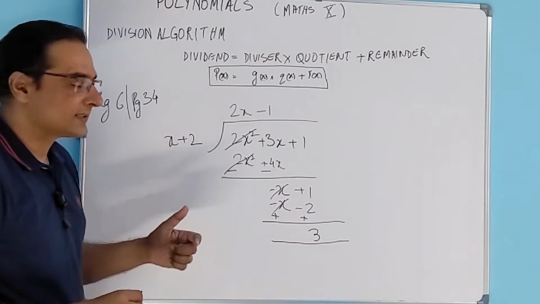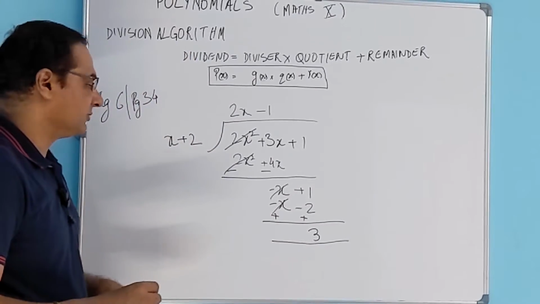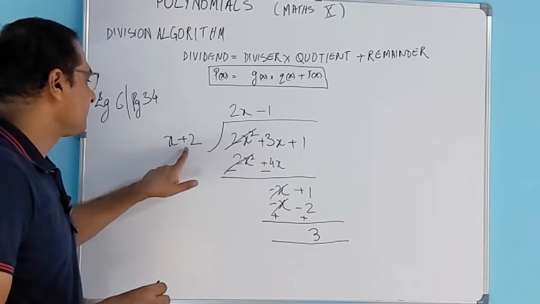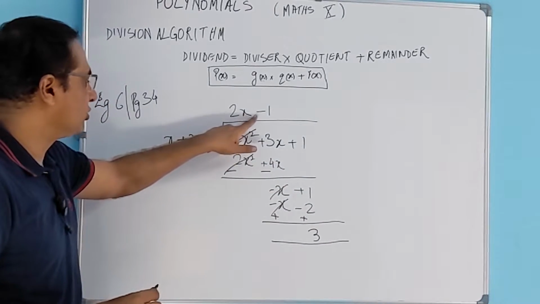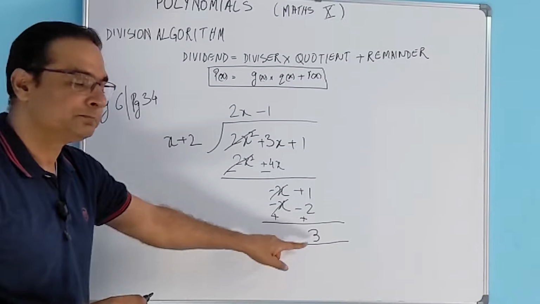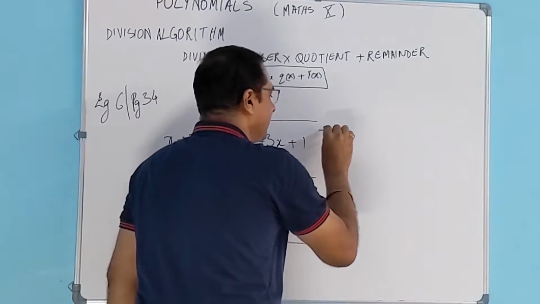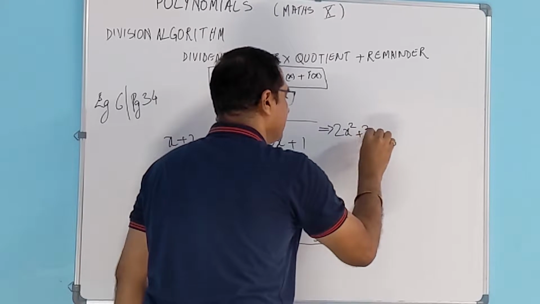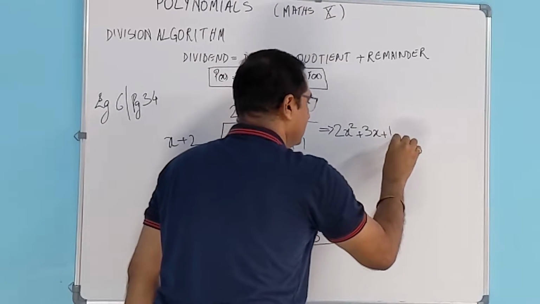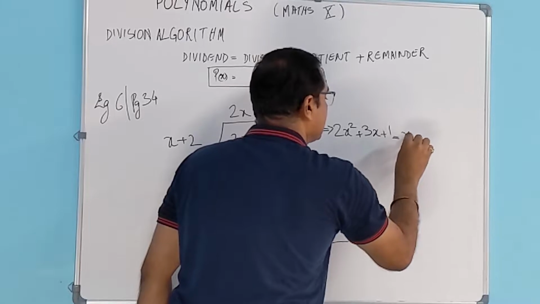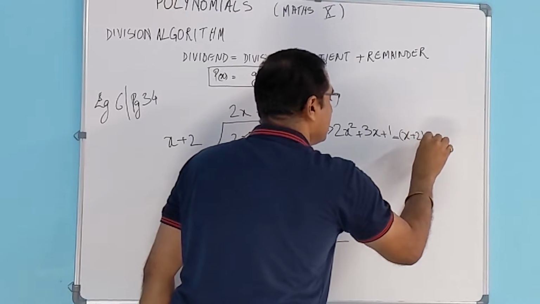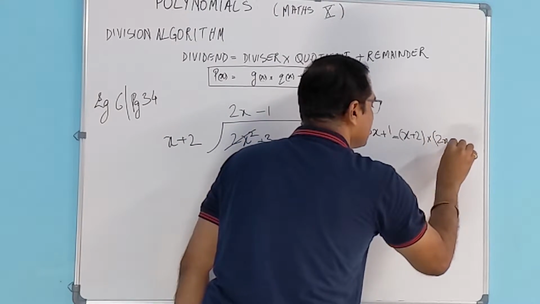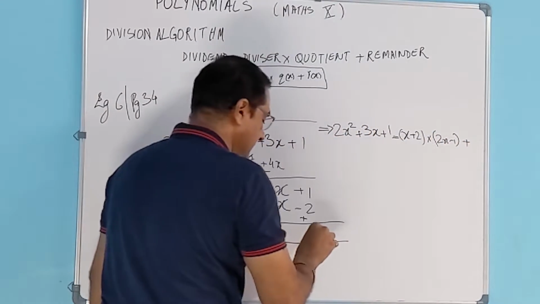Now if you look at this in terms of the division algorithm, how can we write this polynomial? This polynomial equals the divisor multiplied by the quotient plus the remainder. We can write that 2x square plus 3x plus 1 equals x plus 2 into what is the quotient? 2x minus 1. And what is the remainder? It is 3.